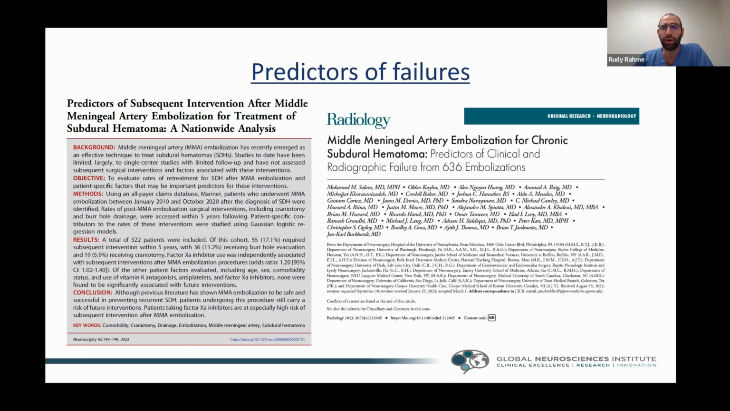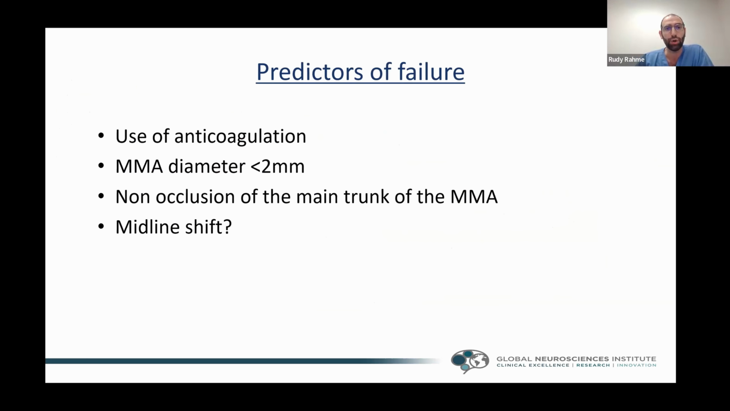The data is also sparse, but we have some understanding of what works and what doesn't work. One of the main predictors of failures is use of anticoagulation. Even patients who are on antithrombotic or antiplatelet agents tend to have a higher risk of failure with MMA embolization. We don't know exactly why. Is it because we're restarting them soon? There's not clear data on that.